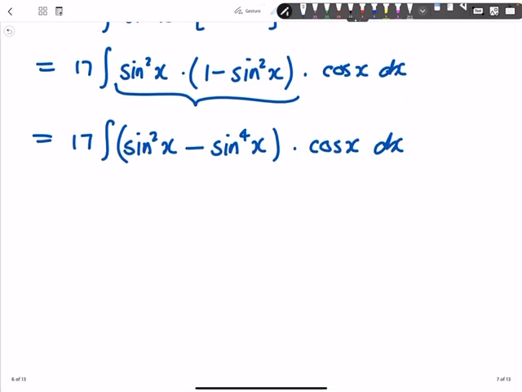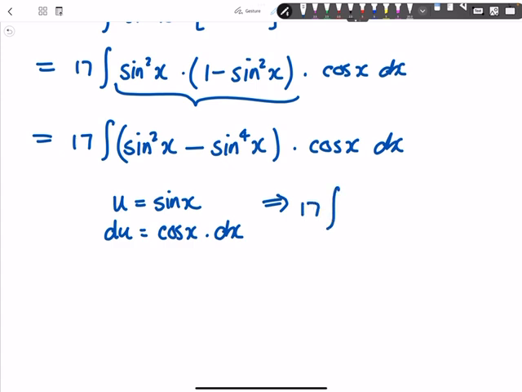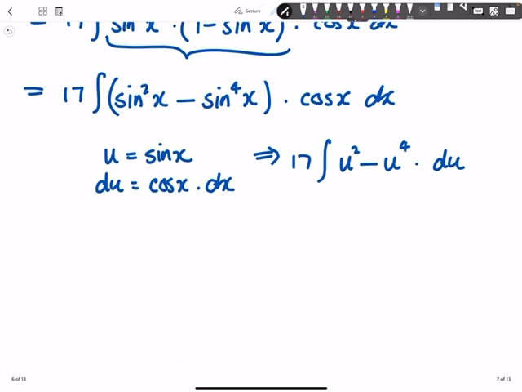And now I'm going to do a u substitution. All right. I'm going to let u be equal to sine of x, which means du is equal to cosine of x dx. All right, kind of makes me happy because that shows up in my problem. So by making the substitution, we have 17 times the integral of u squared minus u to the power 4 times du. And so as you can see, this is now a much more palatable integral.